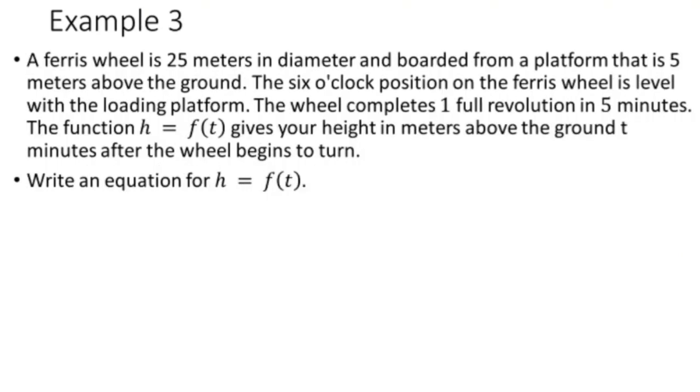54. Next, a Ferris wheel is 25 meters in diameter and boarded from a platform that is 5 meters above the ground. The 6 o'clock position on the Ferris wheel is level with the loading platform. The wheel completes one full revolution in 5 minutes. The function h equals f of t gives the height in meters above the ground t minutes after the Ferris wheel begins to turn. Our task is to write an equation for h equals f of t.